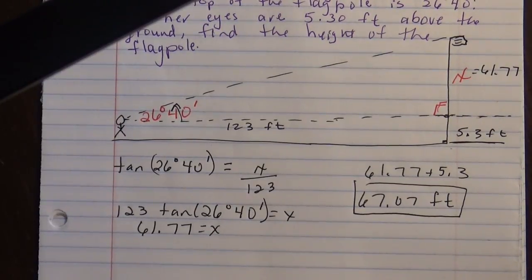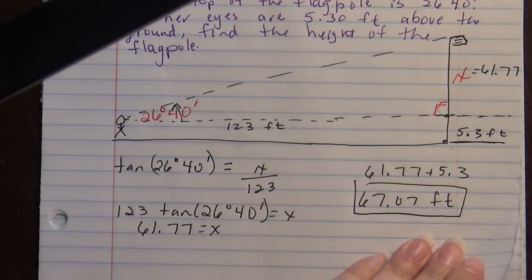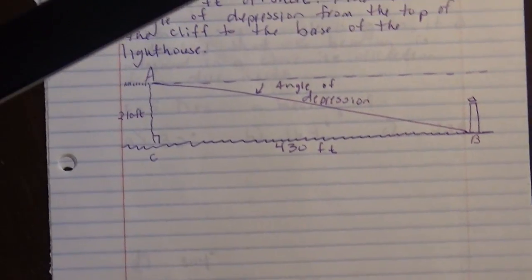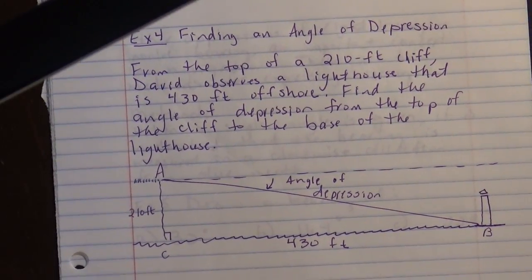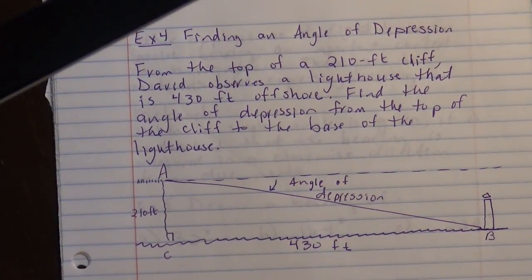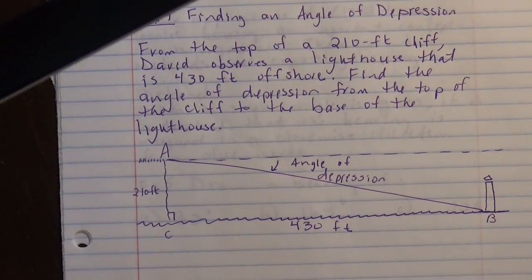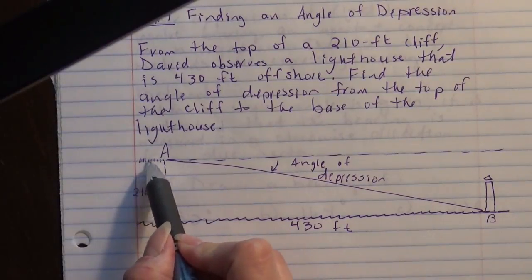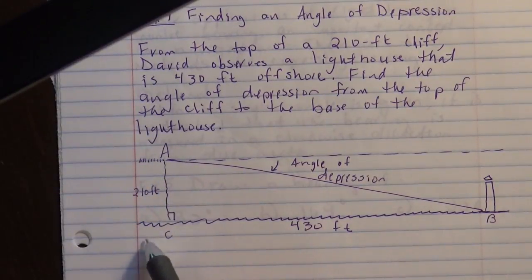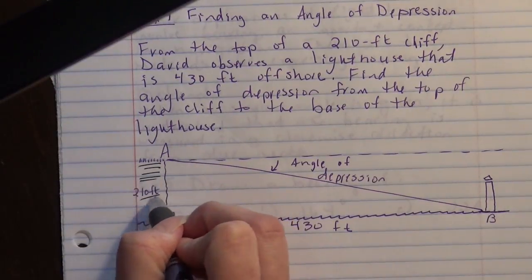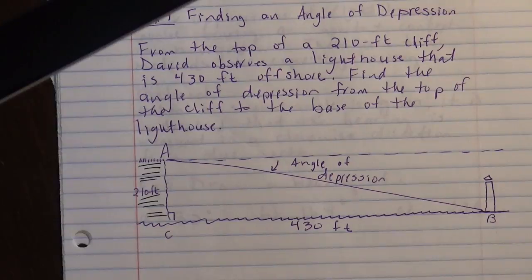Okay, so that's example 3. That's how angle of elevation is computed. Example 4, we get to work with angle of depression, and we've already got our picture this time. From the top of a 210-foot cliff, so I've drawn a cliff over here. This is my cliff. That's supposed to be grass, and then that's the edge of the cliff, and then I've got water down here.